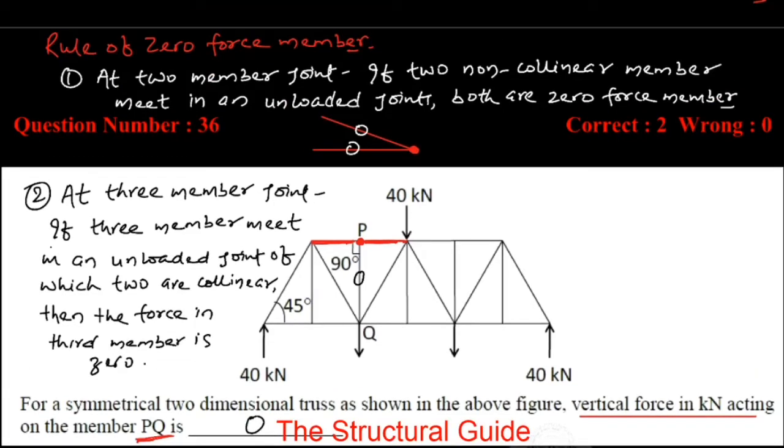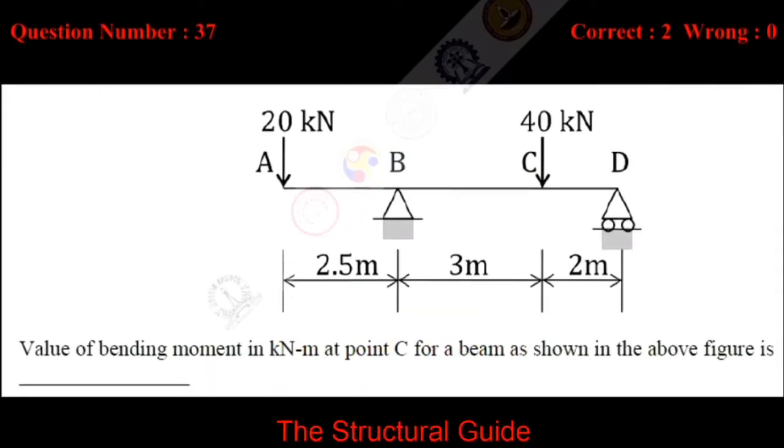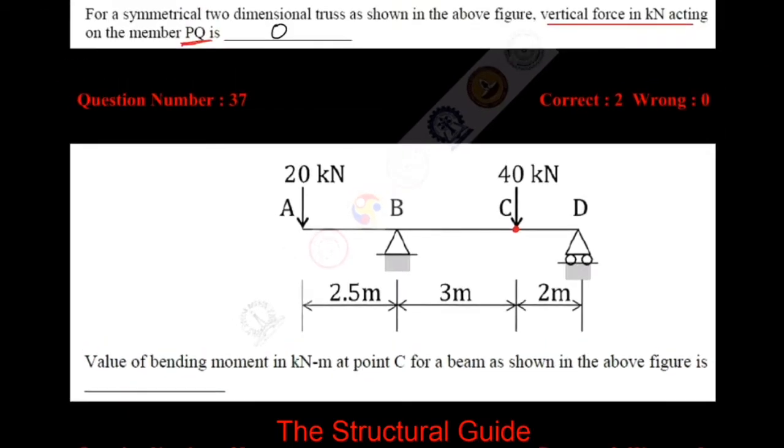So do remember the rule of zero force member. This will help you to find forces in the member. Let's move to the next question, question number 37. The question is the value of bending moment in kilonewton meter at point C. So where is C? Under the load. So what I need to calculate is the moment at C.